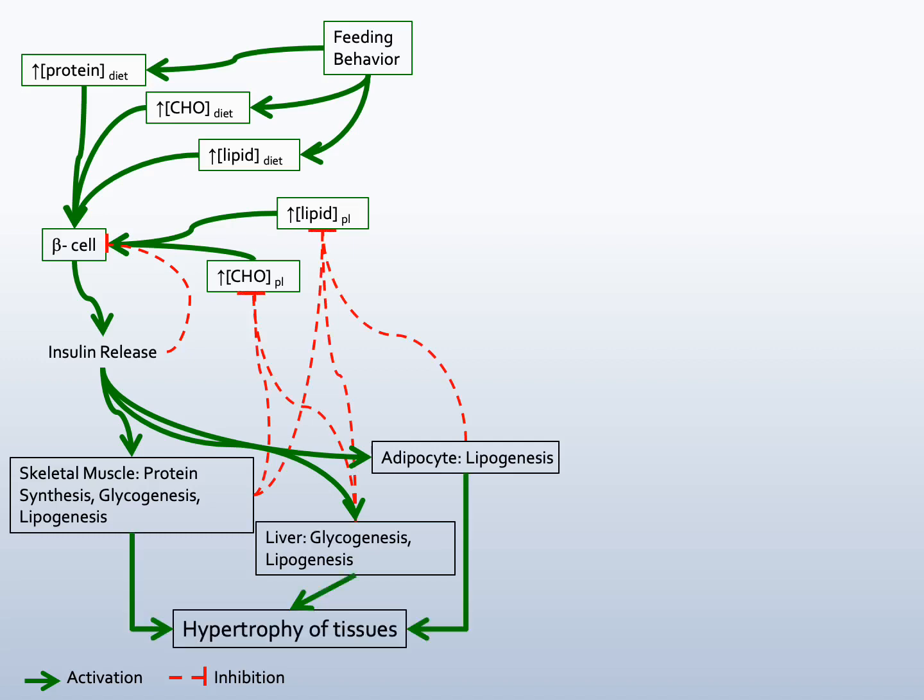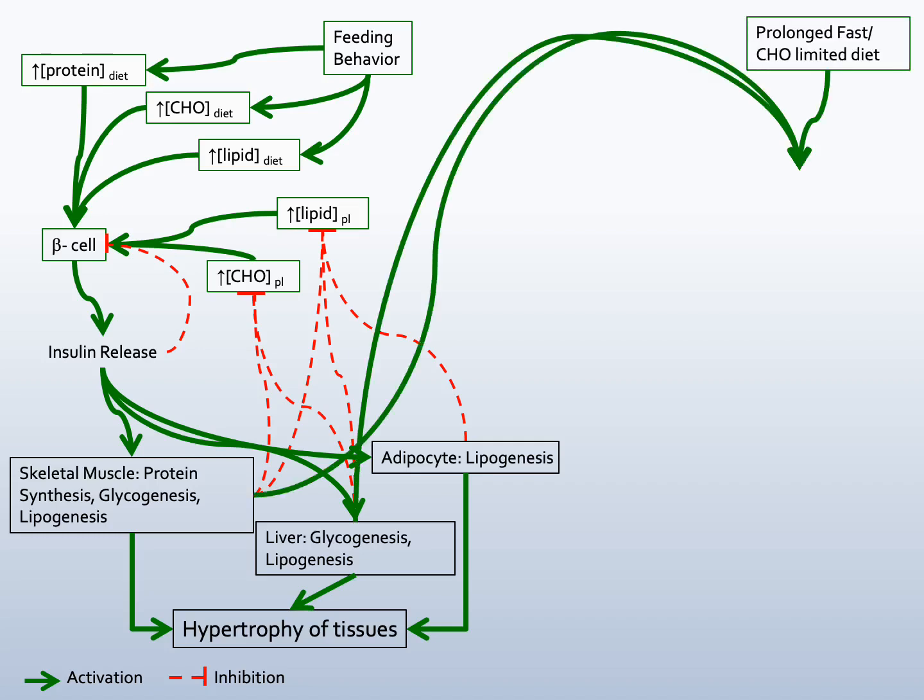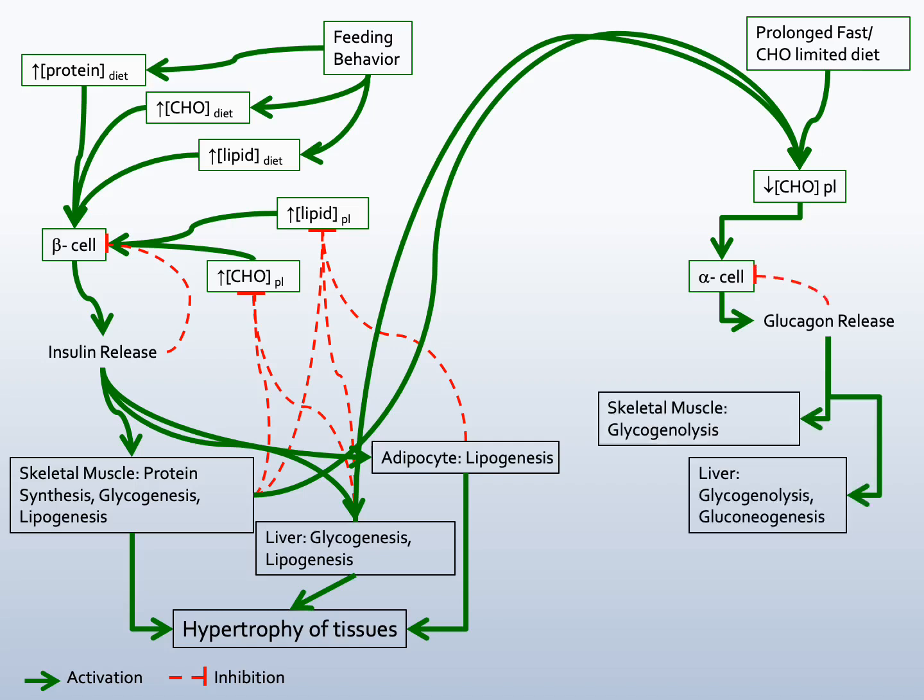This leads to what's referred to as hypertrophy of the tissues. As we start to uptick the transport of metabolites into the cells, or if we have an excessively long fasting, and by excessively long fasting, we're talking somewhere between 3 and 5 hours, we start to drop carbohydrate levels within the plasma. As carbohydrate levels drop, the alpha cells will get stimulated to release glucagon. As glucagon gets released, it will inhibit the alpha cells.